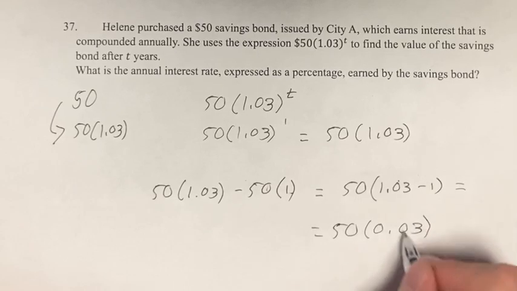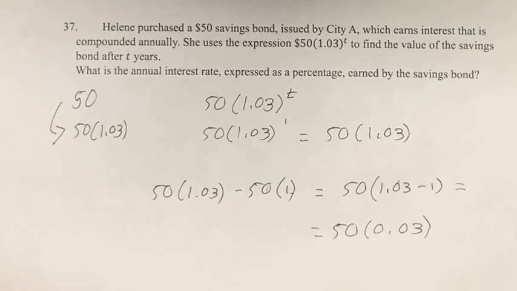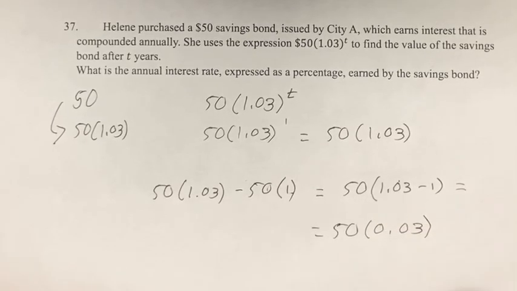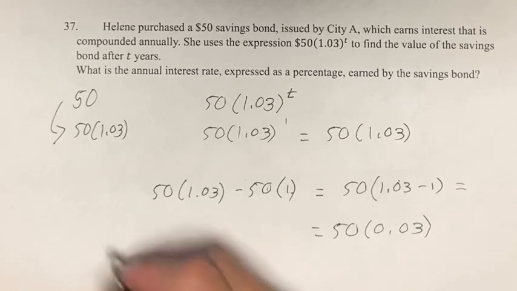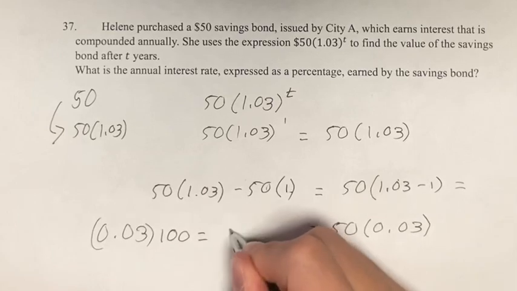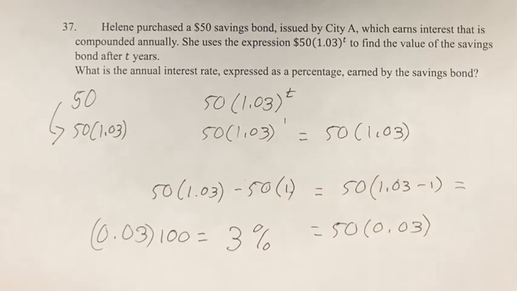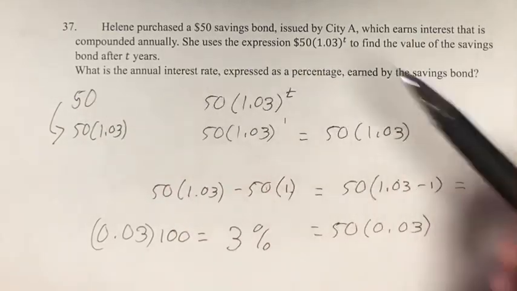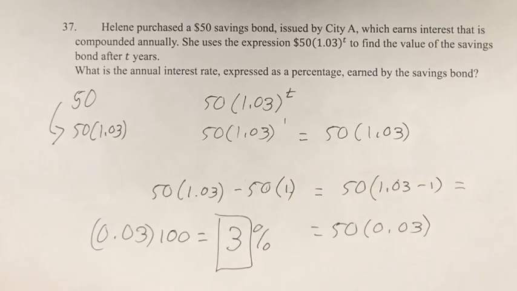Now, what is this as a percentage? This is the proportion of 50, right? This is what you have to multiply by to get the amount. But what is this as a percentage? To do that, we have to multiply by 100, which gives us 3%. So what is the annual interest rate expressed as a percentage? 3 is going to be your final answer.